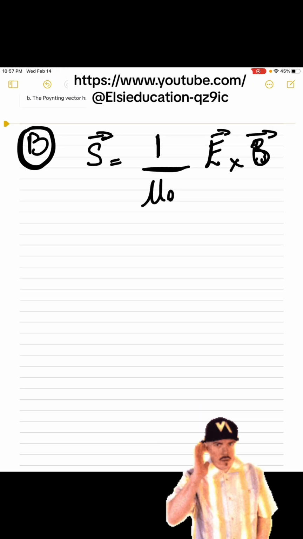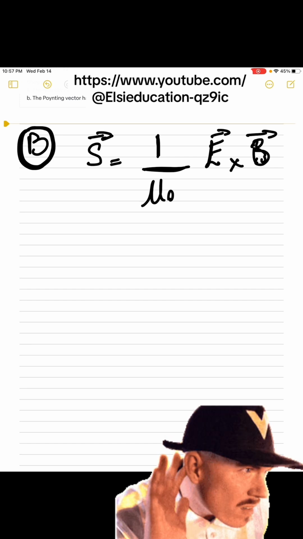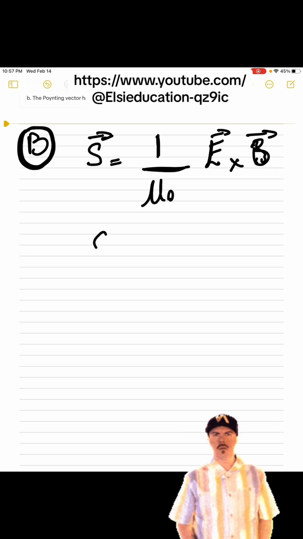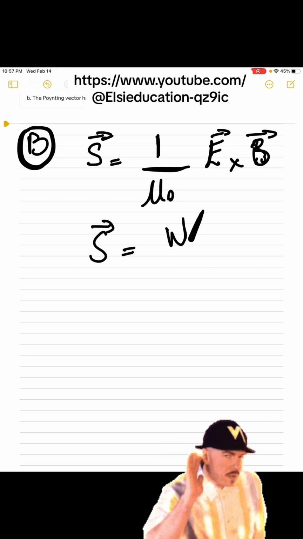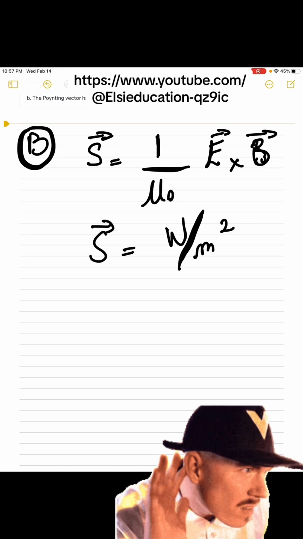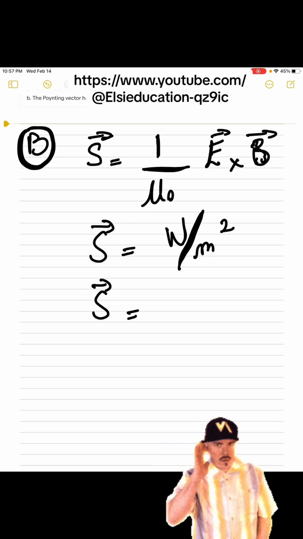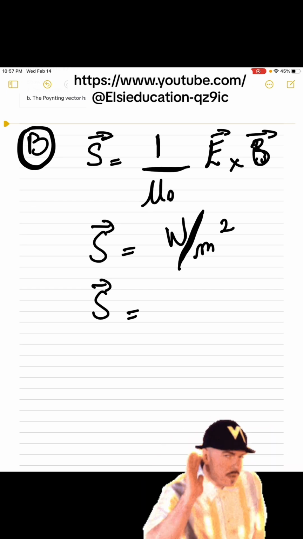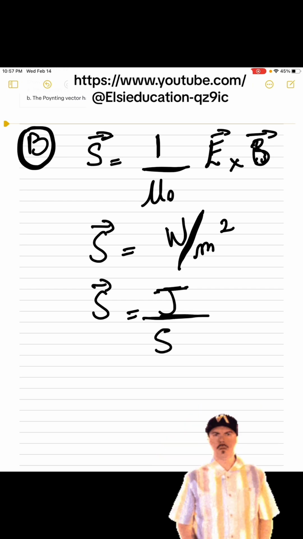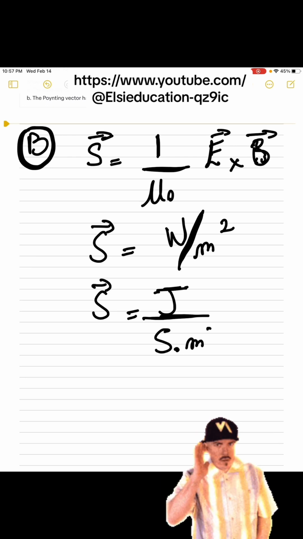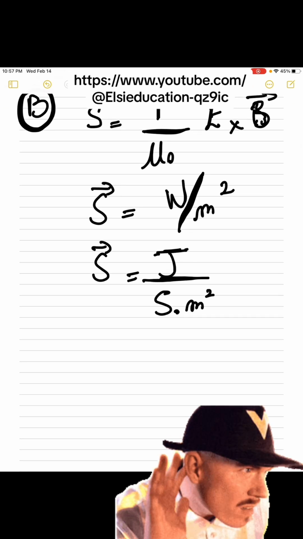And to prove that the unit of the Poynting vector is watt divided by meter square, that means the Poynting vector has to do with power. That means joule divided by second divided by the area, which is meter square. So how do we prove that this is joule divided by second divided by meter square?